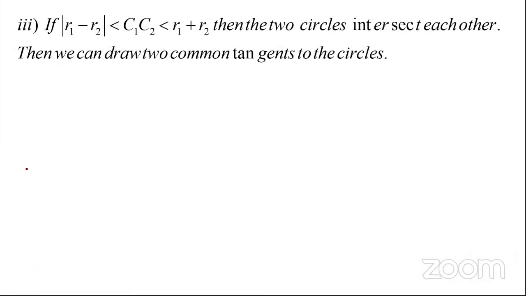If mod of R1 minus R2, this is the distance, C1C2, is less than R1 plus R2, then the two circles intersect each other. Then we can draw only two common tangents to the circles. So observe this.